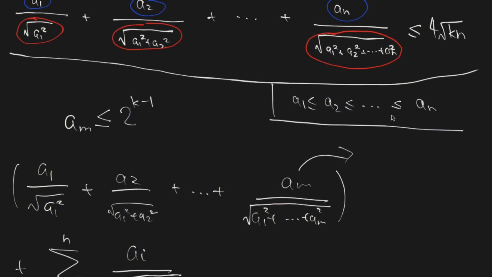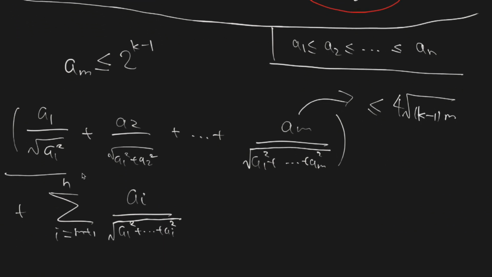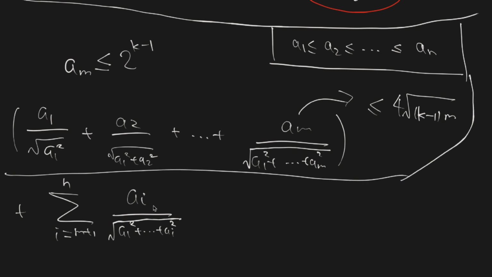From the inductive hypothesis on k minus 1, we know that all the terms in here are in the range 1 to 2 to the k minus 1, so we can apply the inductive hypothesis, and this thing is indeed less than or equal to 4 times root m. Okay, so now we really literally don't need to care about any of this. We only need to focus on this side.